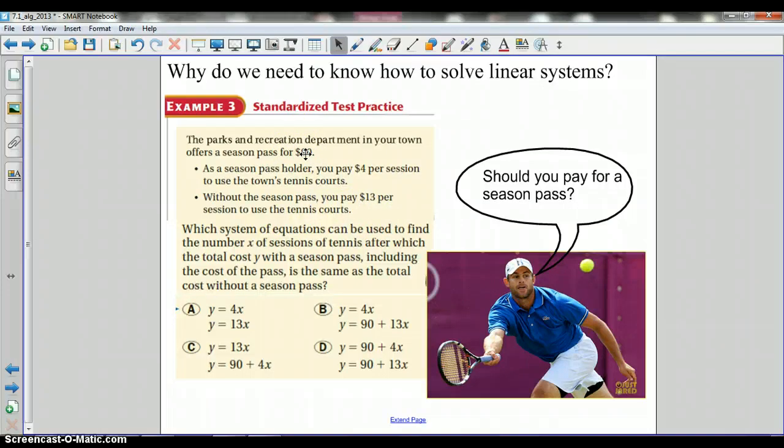So the system of linear equations would help you to determine whether or not you should pay for a season pass. We are going to come back to this problem and solve it in the future. I just wanted you to see how you could use this in your real life.